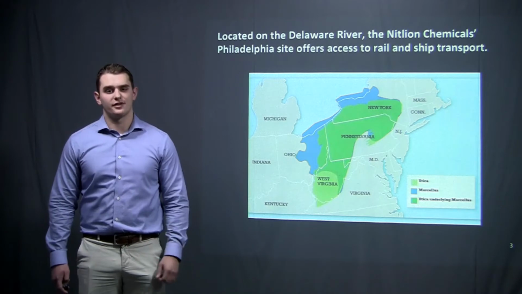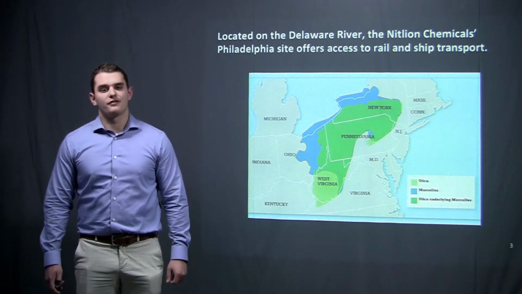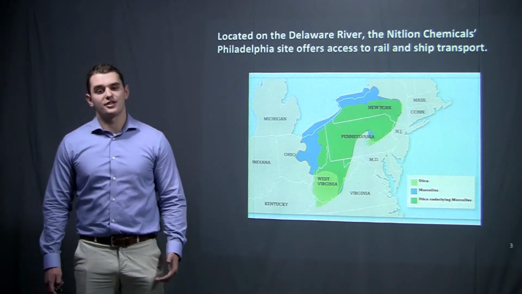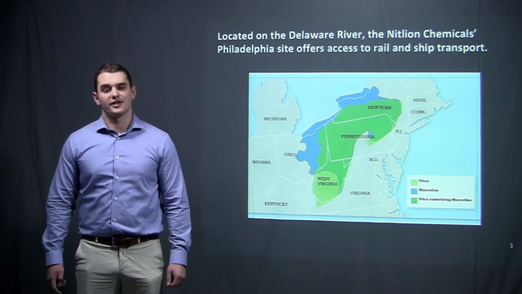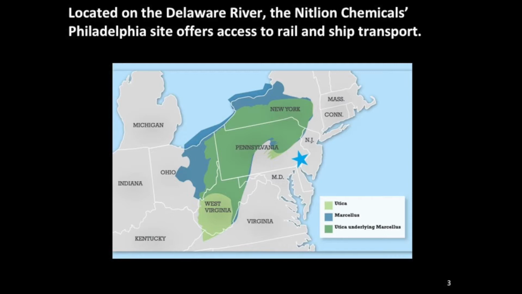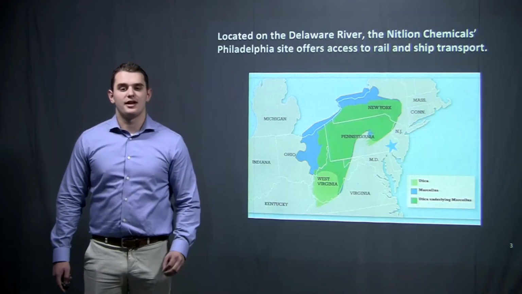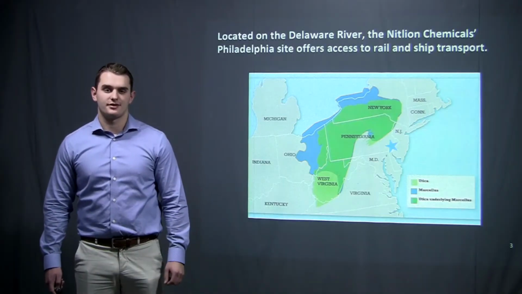Located on the Delaware River, the Philadelphia site offers rail and ship transport, as well as a lot of local talent to run the plants. Additionally, as you can see by this diagram, we are just miles away from the Marcellus Shale Formation, which offers readily available and cheap natural gas to feed to our process.